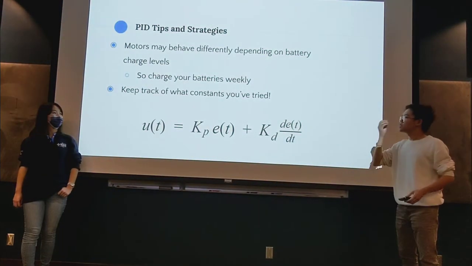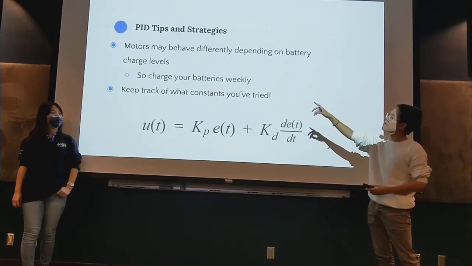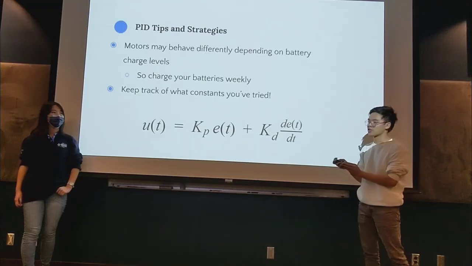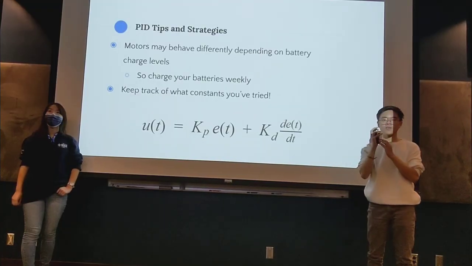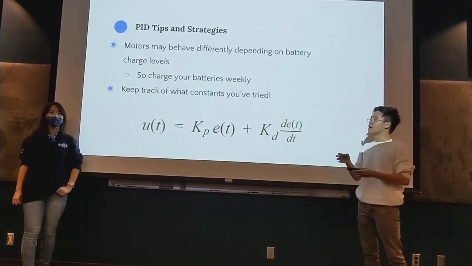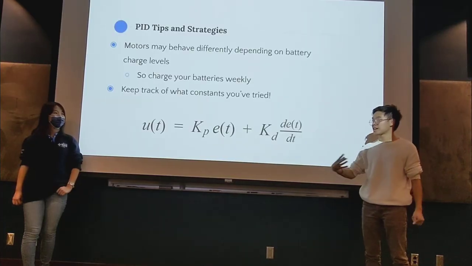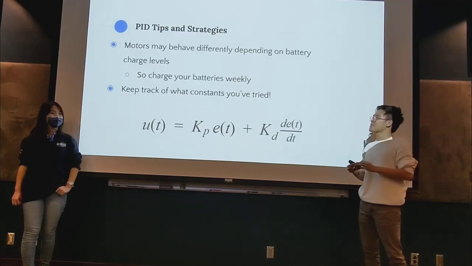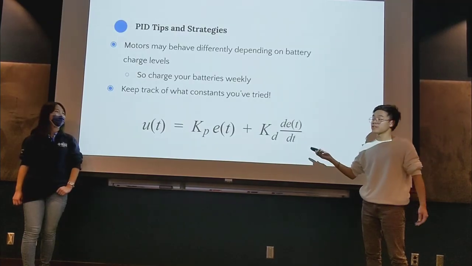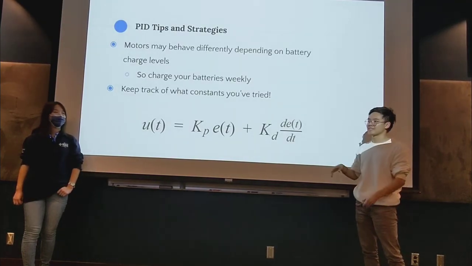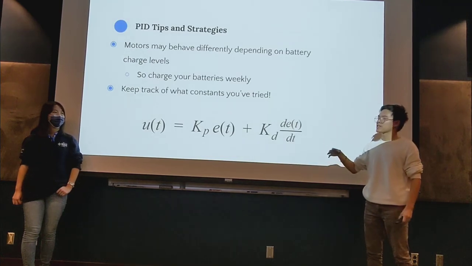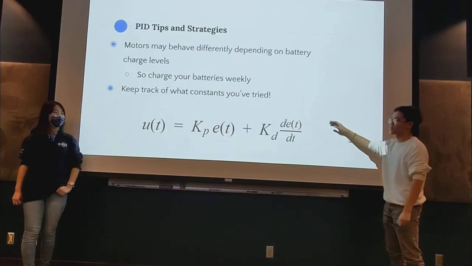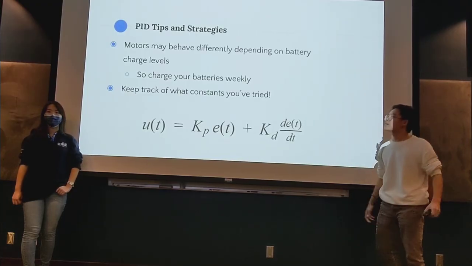And then just some more stuff to worry about. Your motors would behave a little bit differently depending on the charge level. So you guys all have chargers in your kits. If you don't know how to use them, just ask one of us or any of the officers in the lab. We recommend that every week you charge them, so that it's at a consistent level of charge. It doesn't have to be fully 100% charged. Maybe 70% to 100% should be pretty consistent.